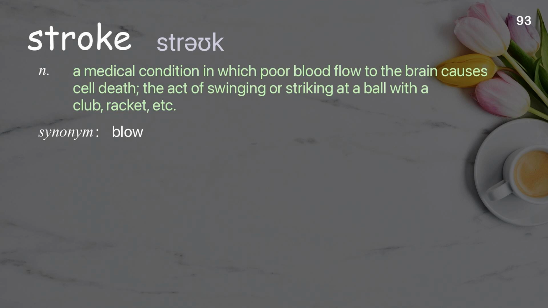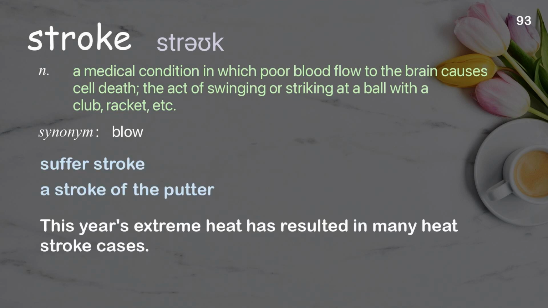Stroke. A medical condition in which poor blood flow to the brain causes cell death, the act of swinging or striking at a ball with a club, racket, etc. Examples: Suffer stroke. A stroke of the putter. This year's extreme heat has resulted in many heat stroke cases.